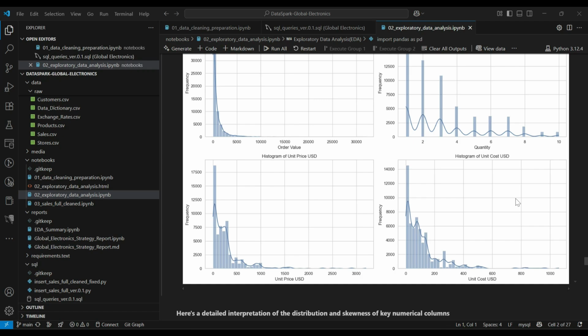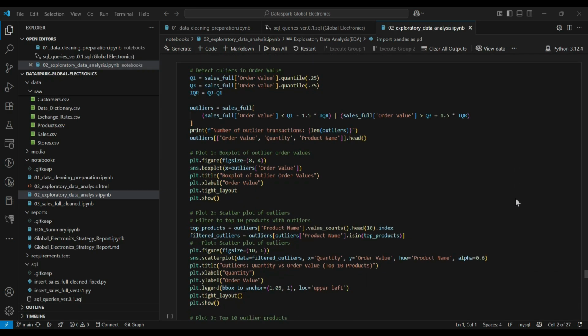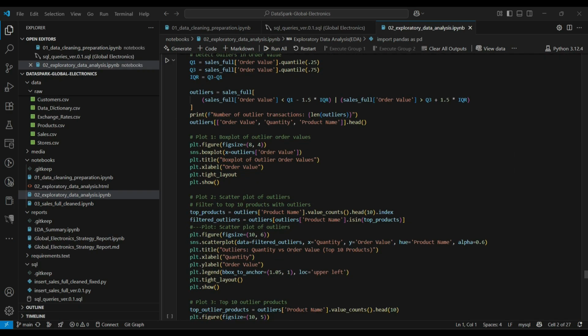Histogram of unit cost in USD. Distribution: right-skewed but less than price. Skewness 2.90, moderate to high positive skew. Insight: most products have a low manufacturing or purchasing cost. High-cost items are rare. Actionable insight: review high-cost, low-volume SKUs for profitability. Optimize cost structure for mid-tier products.